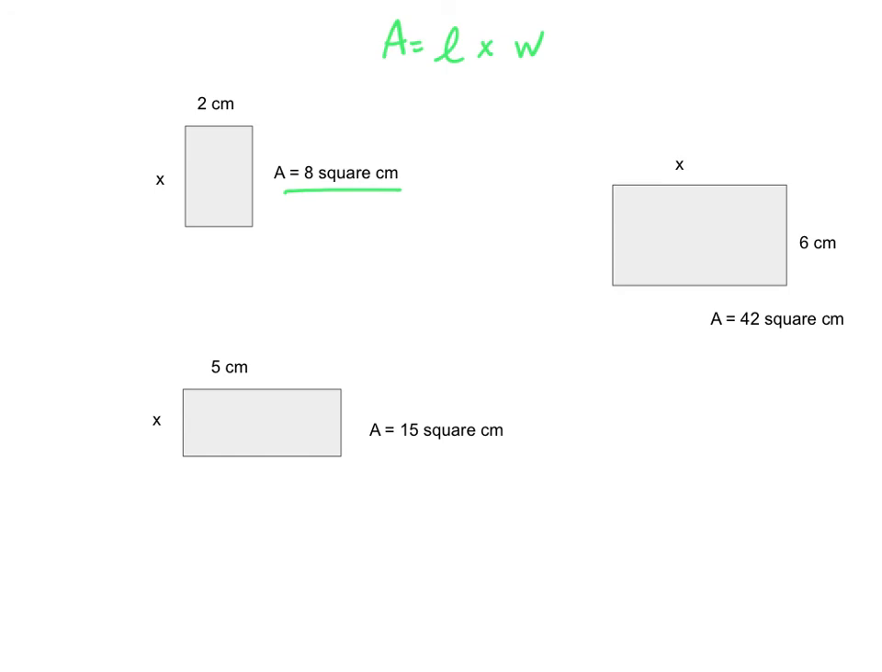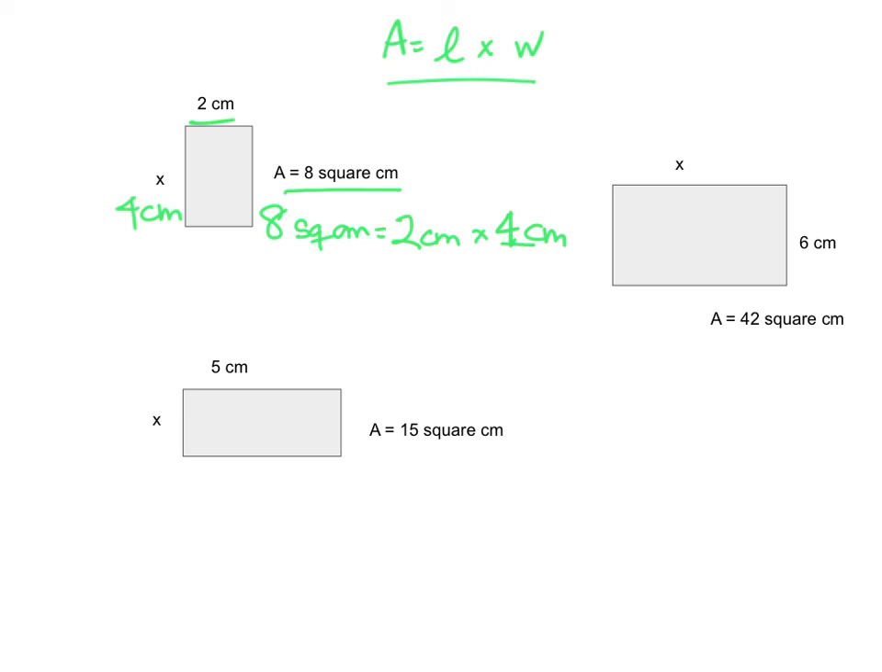So if I go back into my formula, I'm going to put 8 square centimeters in for area, and that is equal to the length, which is 2 centimeters, times what? Well, 2 times what is going to give me 8? You're right. Hopefully you said 4 centimeters. So that is what is missing. All right. Take a few minutes. Pause the video and figure out the answers to the other 2 problems.